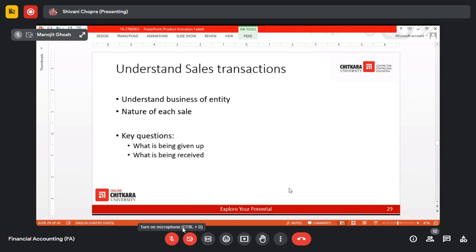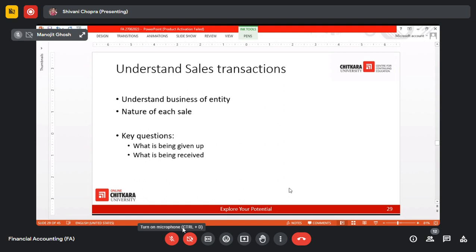So what is the nature? That is the key point. To properly account for the sales transaction, we must understand what is the nature of each sale, how the sale takes place, what is the process of sale, and how the business of each entity takes place, so that we can place it along the timeline of the operating cycle and accounting period. That is the important point.